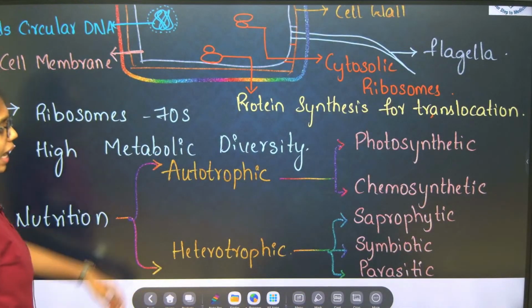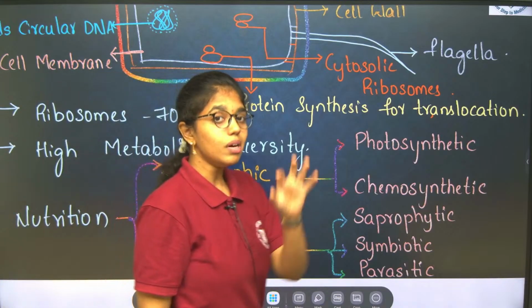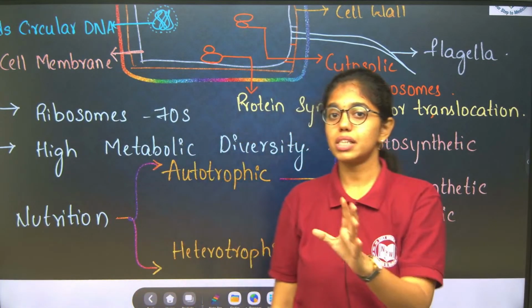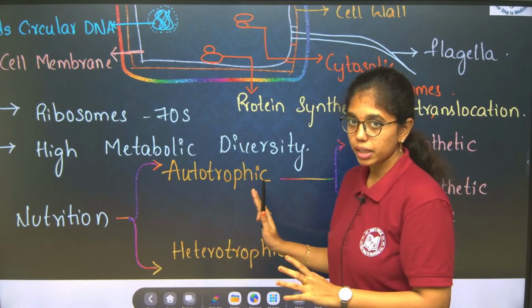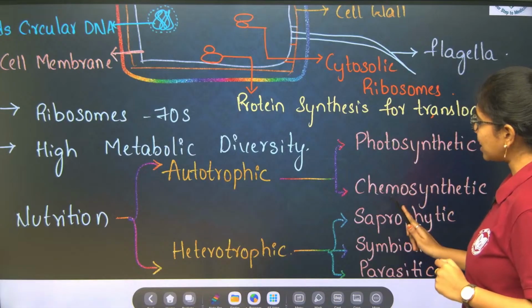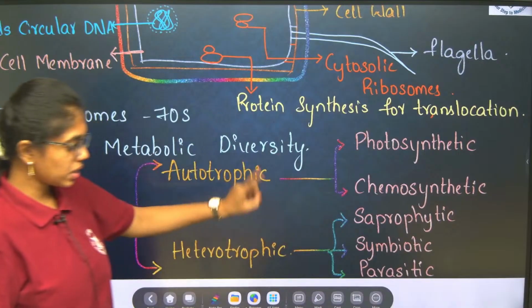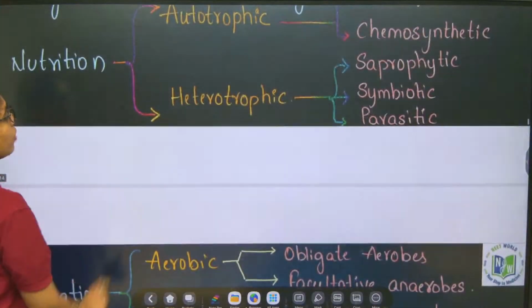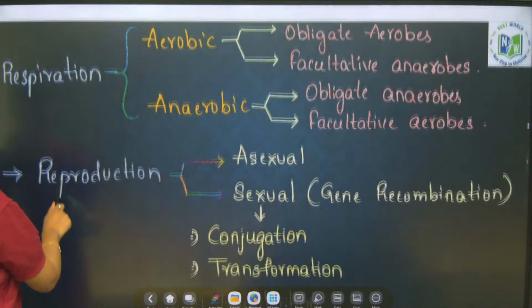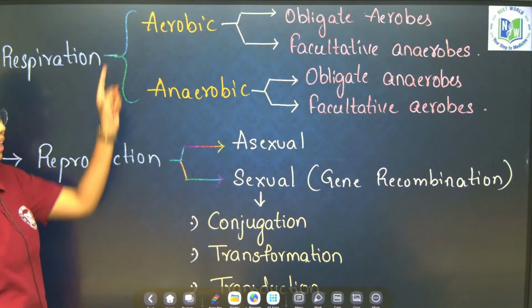High metabolic diversity will be exhibited. Nutrition, if you take, we have autotrophic nutrition and heterotrophic nutrition. As I already told you, the highest nutritional diversity is exhibited by the Monera kingdom only. So we have two types of autotrophic nutrition, those are photosynthetic and chemosynthetic. Heterotrophic nutrition, we have saprophytic, symbiotic and parasitic modes of nutrition. Look at it keenly with the respiration. Also we have two types, aerobic and anaerobic.